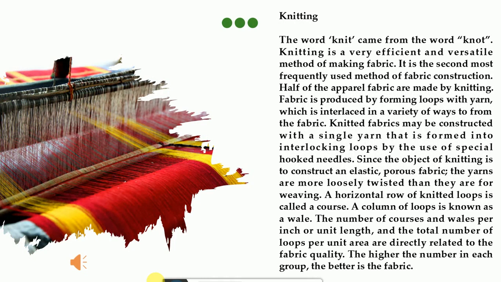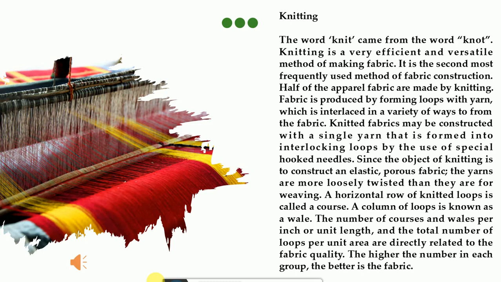Knitting. The word knit came from the word knot. Knitting is a very efficient and versatile method of making fabric. It is the second most frequently used method of fabric construction. Half of the apparel fabric is made by knitting. Fabric is produced by forming loops with yarn, which is interlaced in a variety of ways to form the fabric.